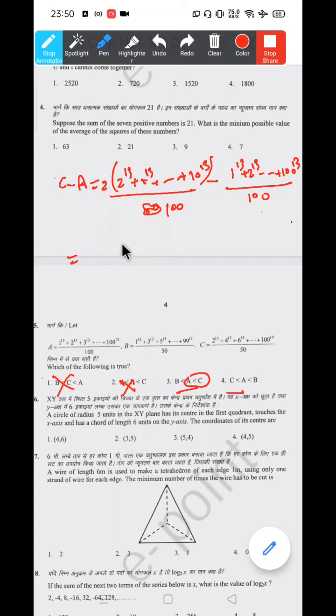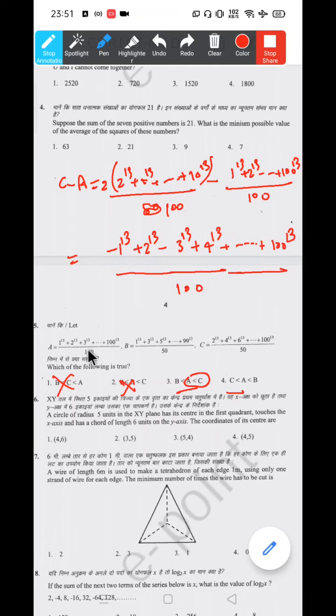minus 1 raised to 13 plus 2 raised to 13 minus 3 raised to 13 plus 4 raised to 13, like that, and the last term will be 100 raised to 13 divided by 100. Correct? So we need to see whether this term is going to be negative or positive.